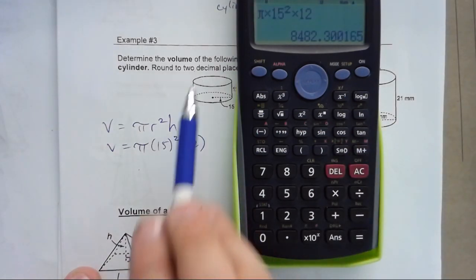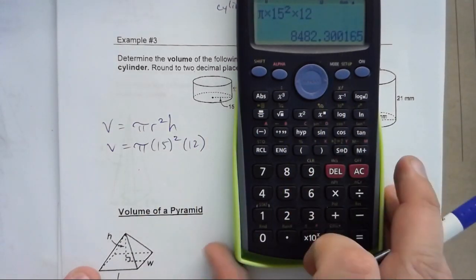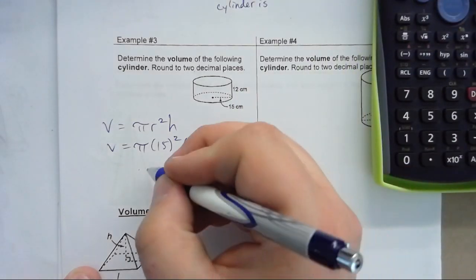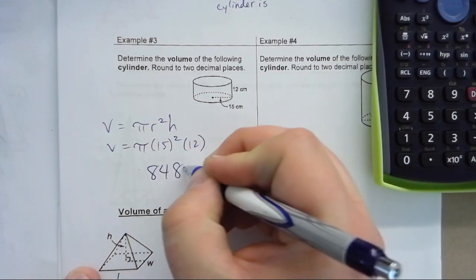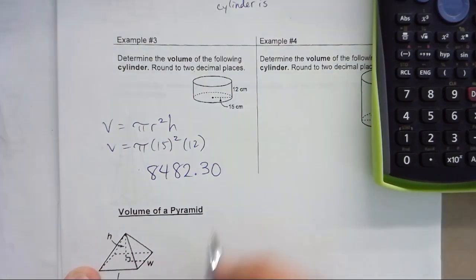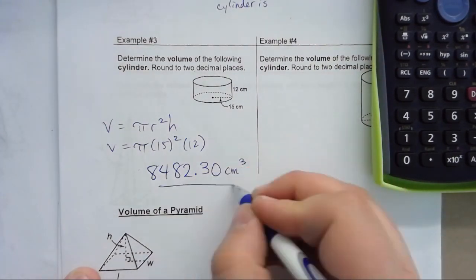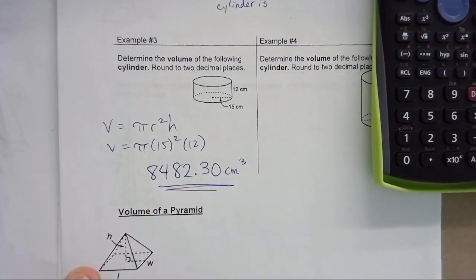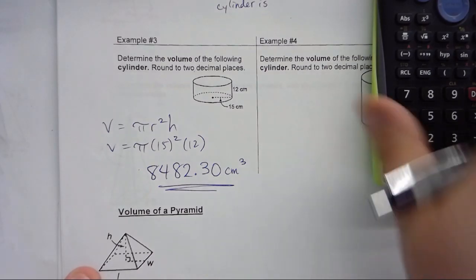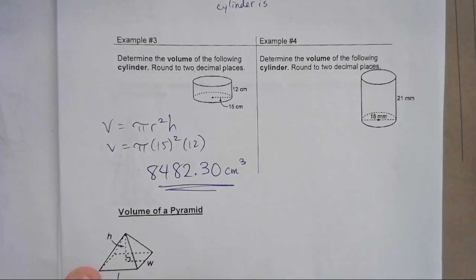So in this case, I want 2 decimal places, so I round it to 30. So it is 8,482.30, and we're in centimeters cubed. Okay? So guys who are asking me about these calculators, hopefully that helps you out a little bit. All right, let's do the next one.